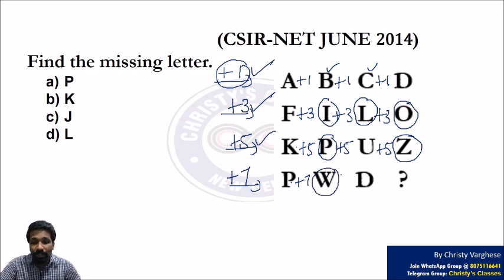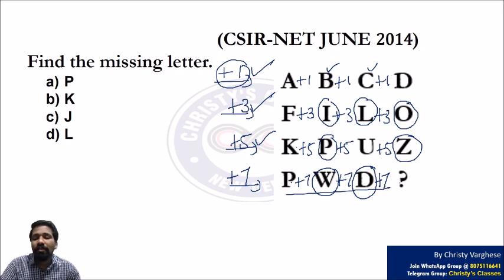Now from W, this is one thing that many people got confused about. W plus 7, you should reach D. How? From W: W, X, Y, Z. After Z, as I told you in the previous question also, it is a cycle of letters. After Z comes A again. So after Z: A, B, C, D. From W again: W, X, Y, Z, A, B, C, D. The 7th letter will be D. From D, 7 letters will be the answer because all those patterns are satisfied.